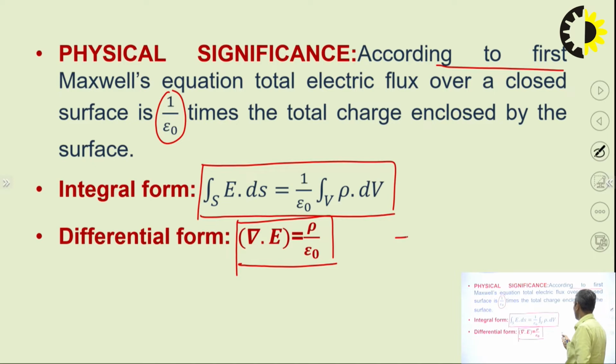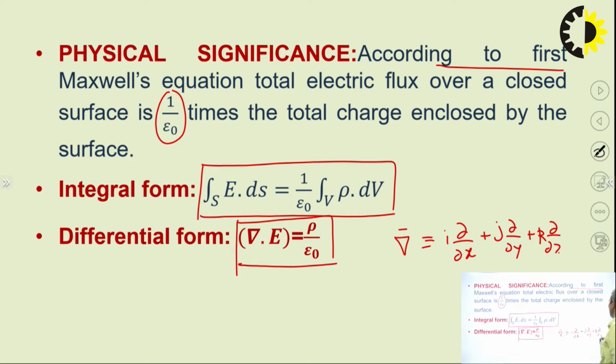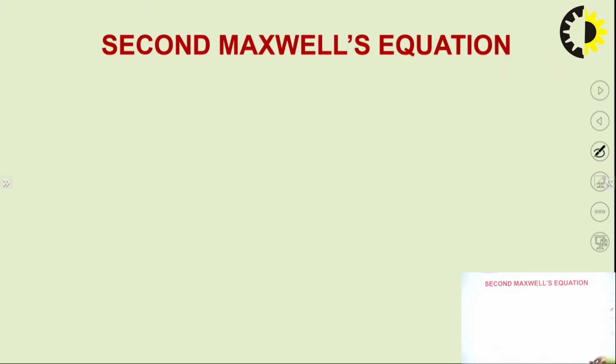So this del operator is nothing but a vector operator: i cap del by del x, j cap del by del y, plus k cap del by del z. These are unit vectors. So this is the del operator, or vector differential operator, and E is the electric field, rho is the volume charge density, or del dot D is equal to rho.